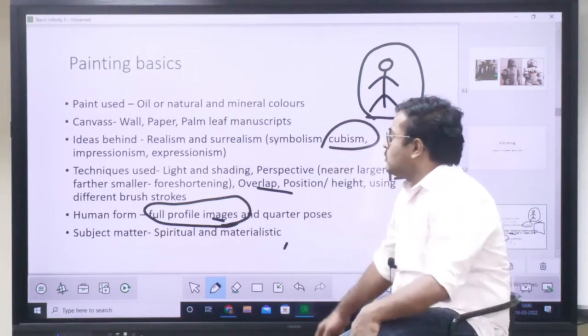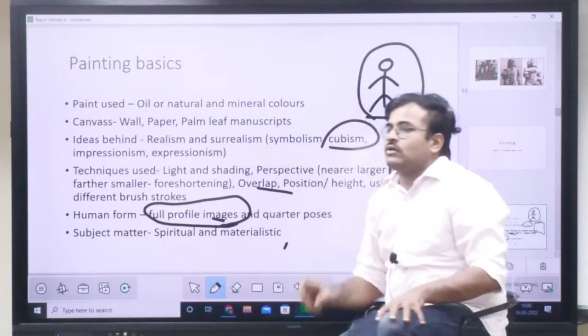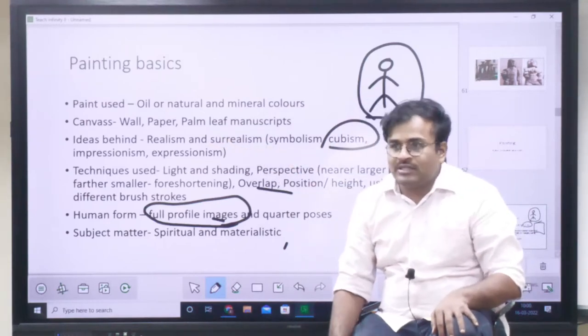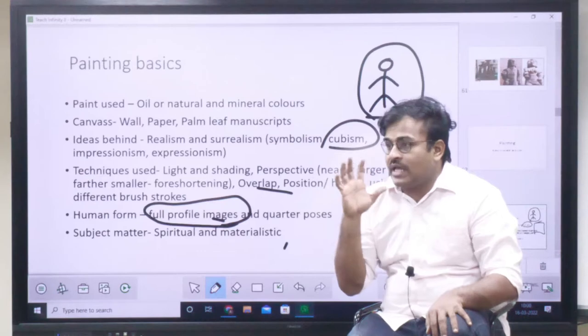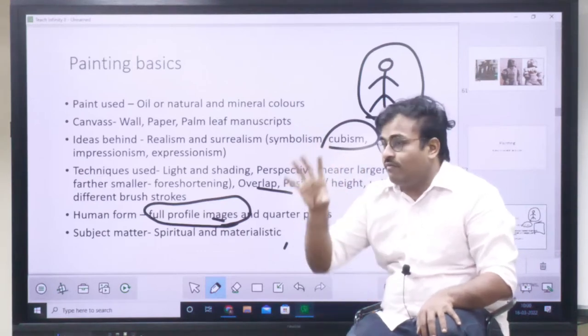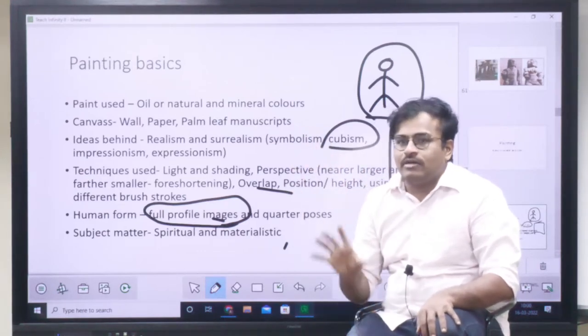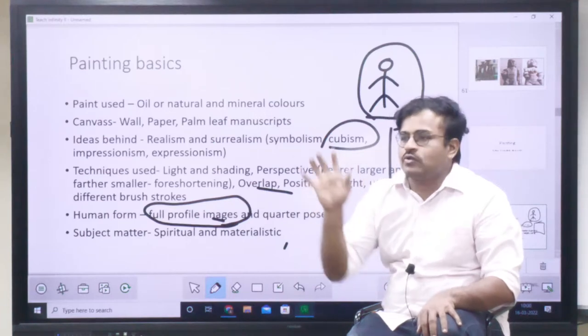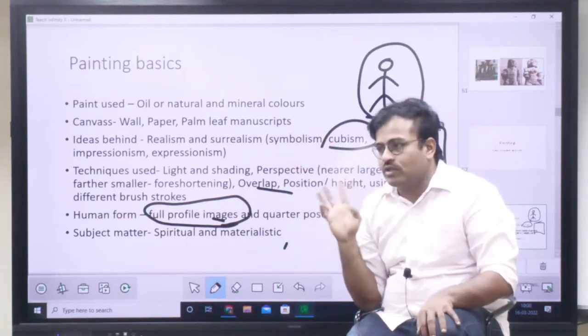Sometimes they also tried to draw images on the basis of realism, wherein they tried to replicate the animals which they hunted as they are in their natural setting. They tried to replicate these images on the walls. This is one more thing that they have done.